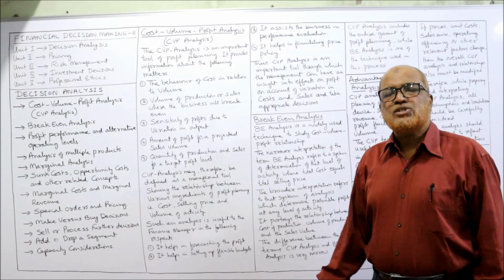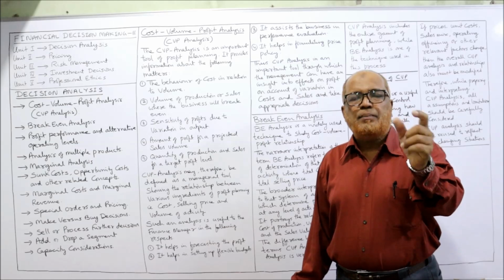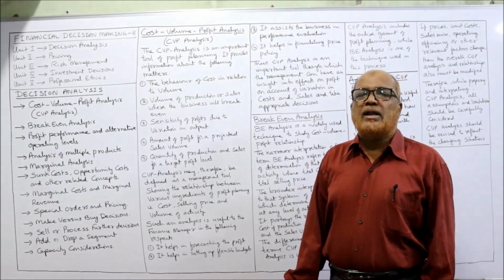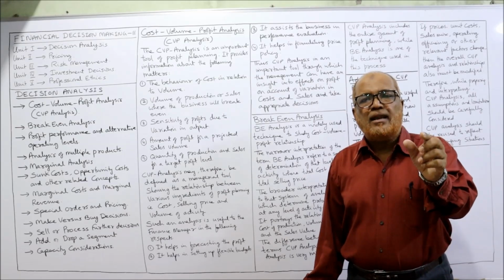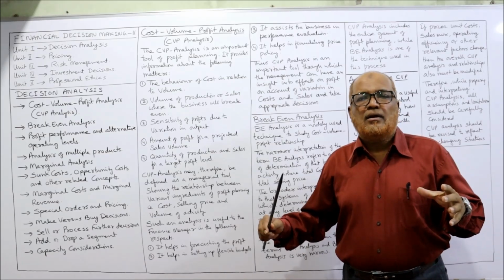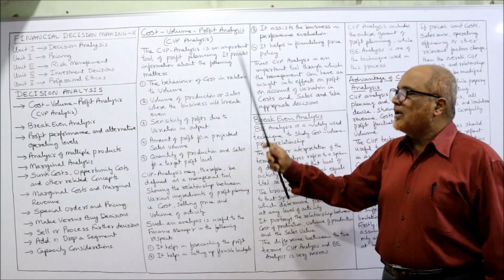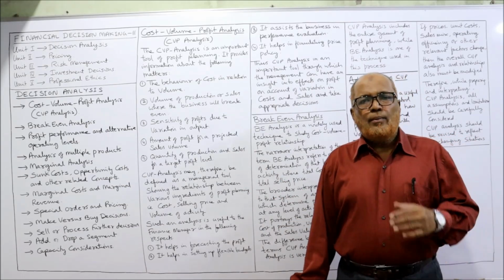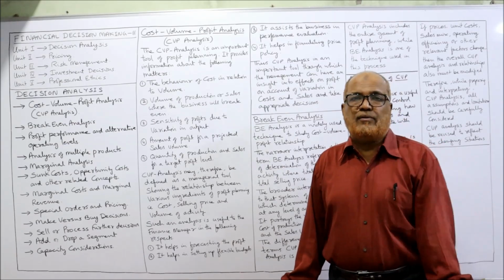Now, first of all, a very important topic, very frequently asked in examinations: what is CVP analysis and break-even analysis? Cost, volume, profit analysis, commonly known as CVP analysis. CVP analysis is a profit planning technique of the management. Every management will plan about the profit. The profit planning technique is CVP analysis. It provides information to the management in the following matters, so let us see in what matters it will be helpful.